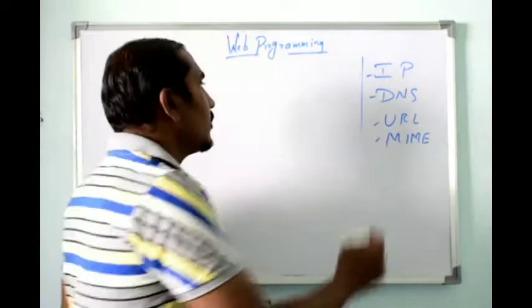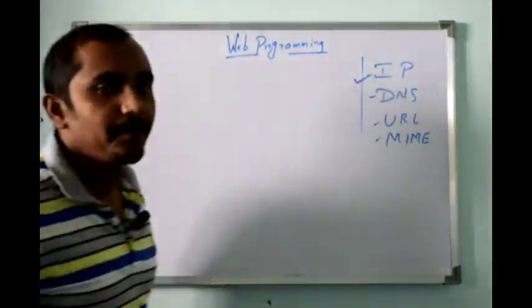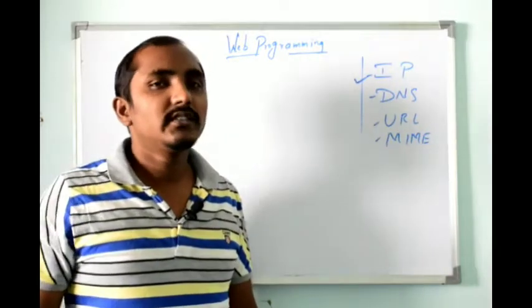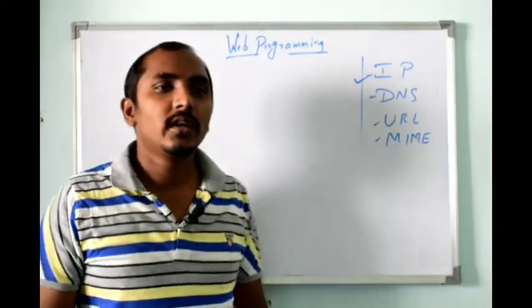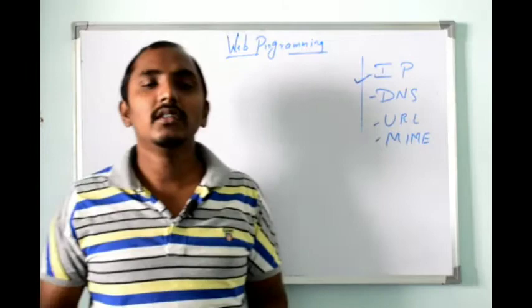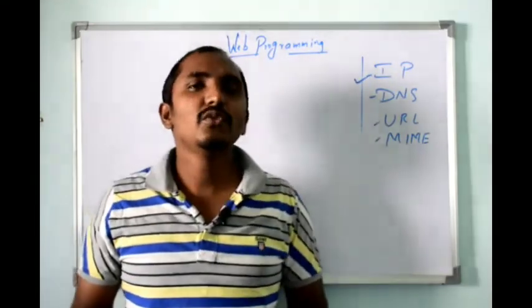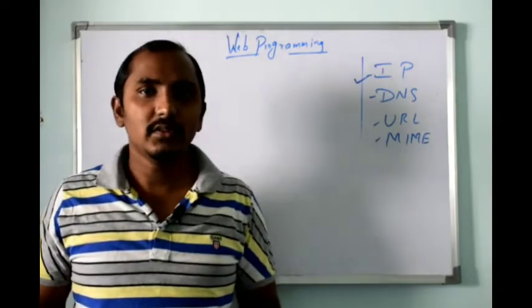First, coming to the first concept, which is IP. When I say IP, in general you need to understand one thing: if I want to recognize one person from another person, or differentiate one person from another, we use names to identify each and every person.